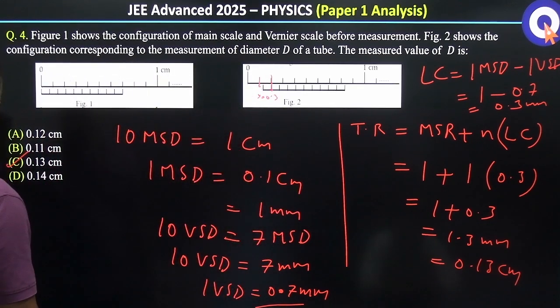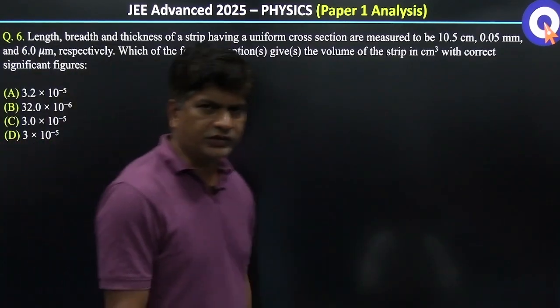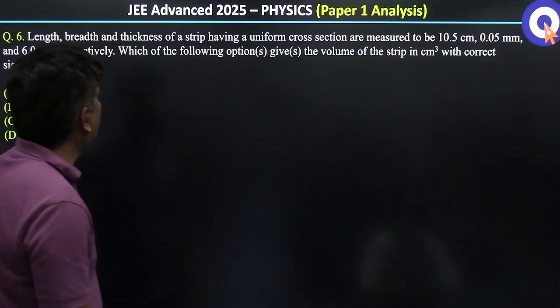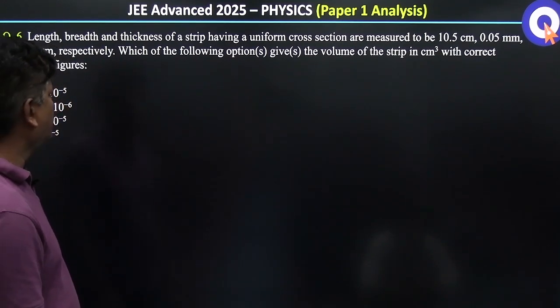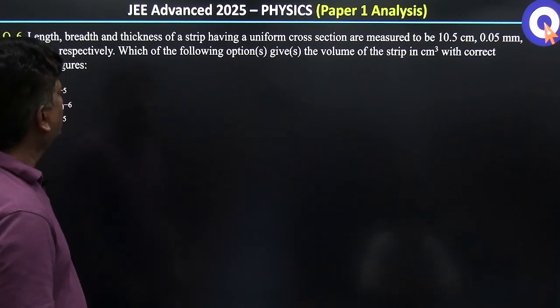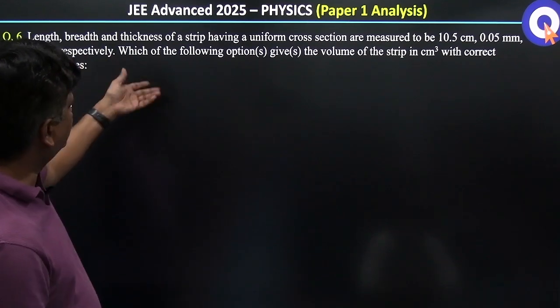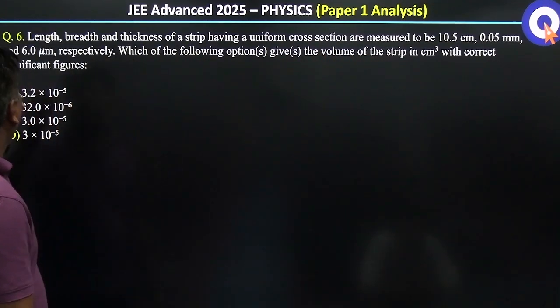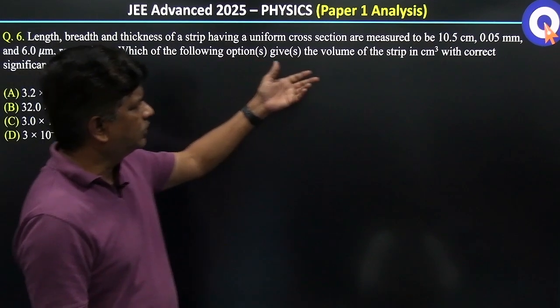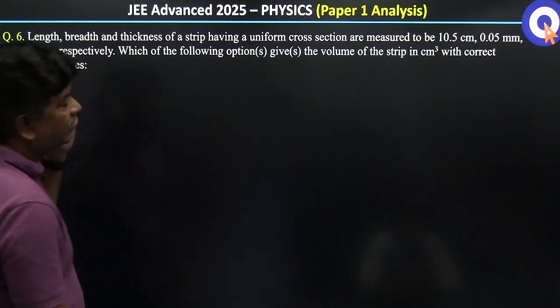Then we'll go to the next question, which is again an easy question. All of you, according to me, should be able to solve this. Anyone giving this advanced examination should be able to solve this kind of question. So the question says length is given, breadth is given, thickness is given, and those values are given over there, and they are asking us to find out the volume to the correct significant figures.